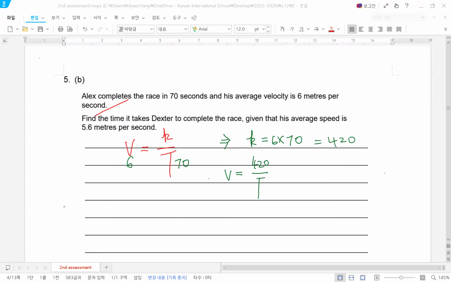Please complete reading. Find the time it takes to complete the race, given the average speed is 5.6. So 5.6 is the velocity, right? Then to find the time, you can switch places, which is t equals 420 divided by 5.6, which is 75 seconds.